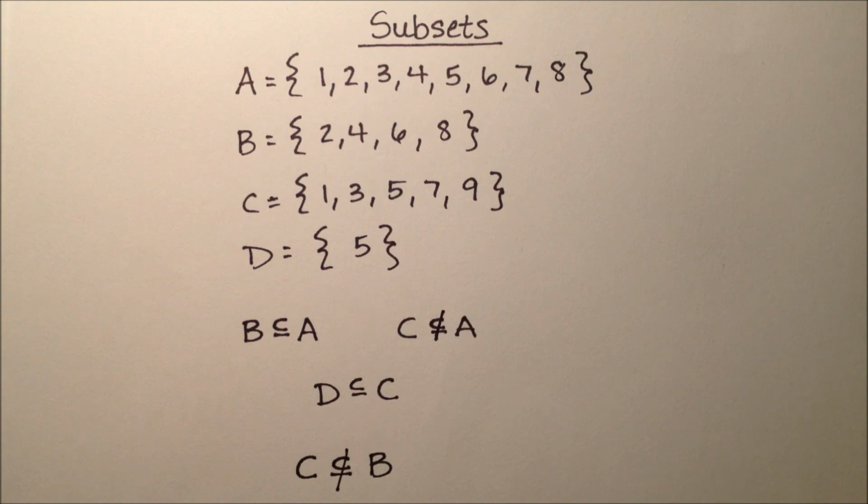Next we have D is a subset of C, and it is because D's lone member 5 does show up in C. But C is not a subset of B, because none of the members of C are found in set B. This concludes our discussion on sets.